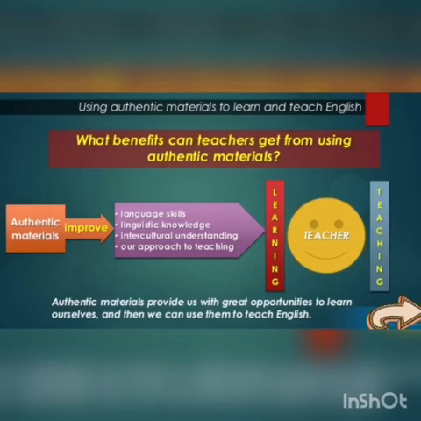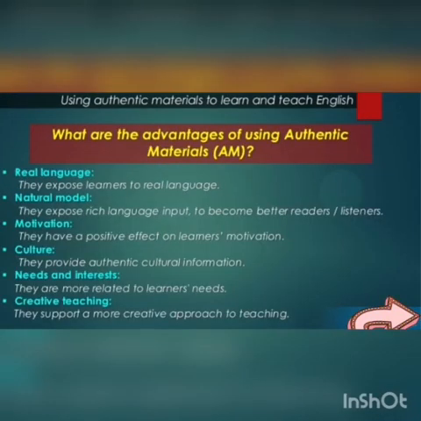What benefits can teachers get from using authentic materials? Authentic materials improve language skills, linguistic knowledge, intercultural understanding. What are the advantages of using authentic materials? Real language, natural model, motivation, culture, needs and interests, creative teaching.